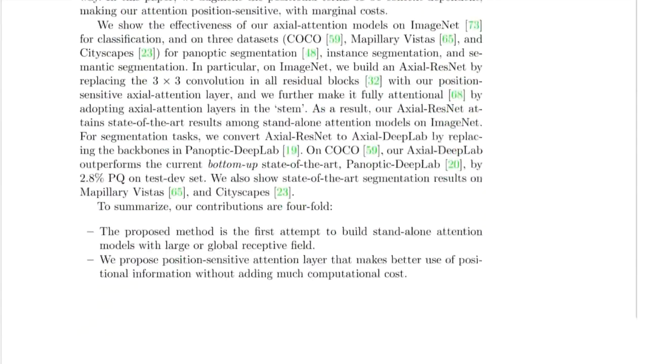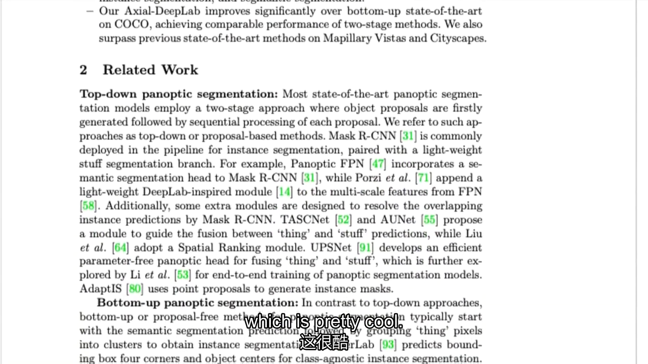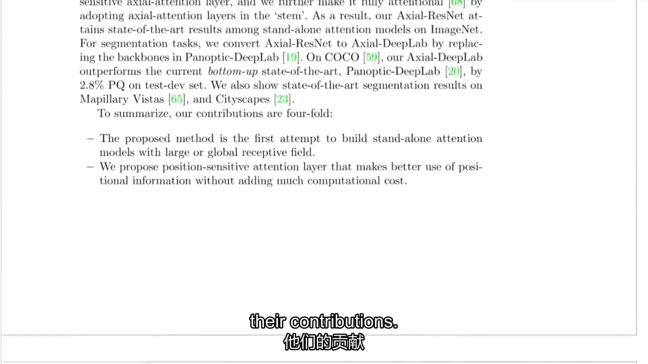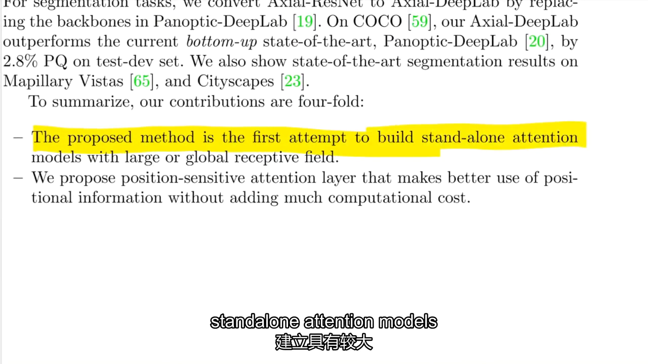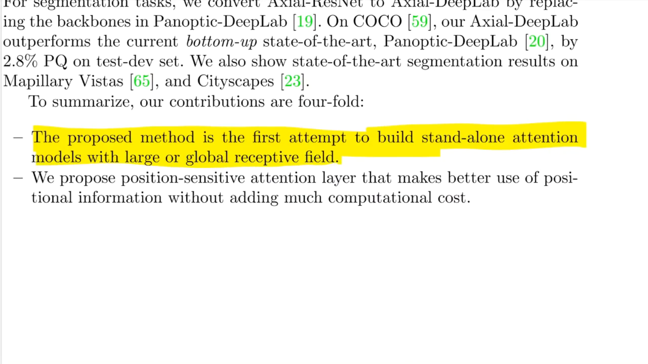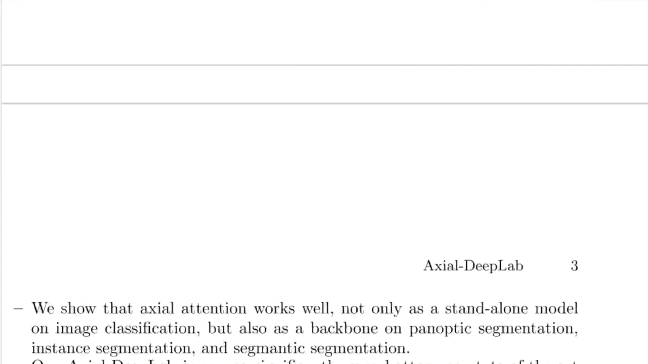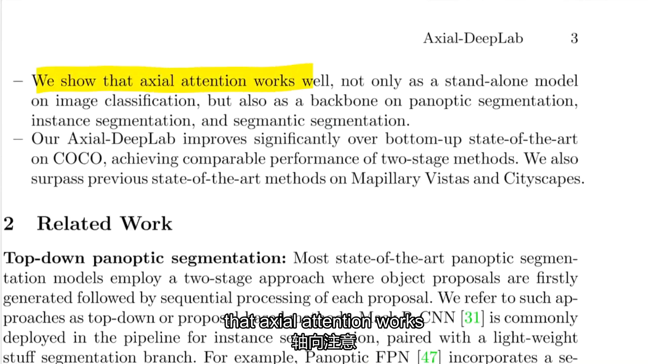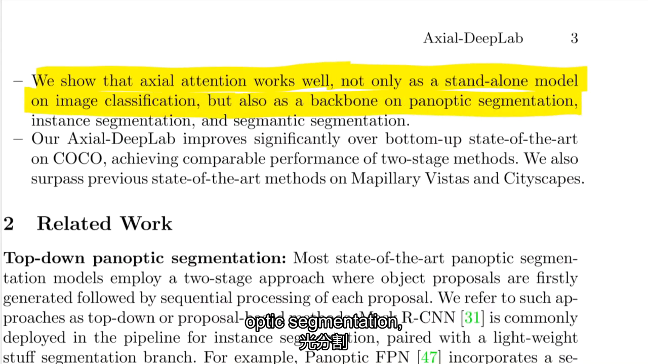All right, so they go over a very long list of prior work, which is pretty cool. And here they state their contributions. Their contributions are fourfold. First of all, the proposed method is the first attempt to build standalone attention models with a large or global receptive field, and we'll see what that means. We propose a position-sensitive attention layer that makes better use of positional information without adding much computational cost. We show that axial attention works well not only as a standalone model on image classification, but also as a backbone on panoptic segmentation, instance segmentation, and semantic segmentation.